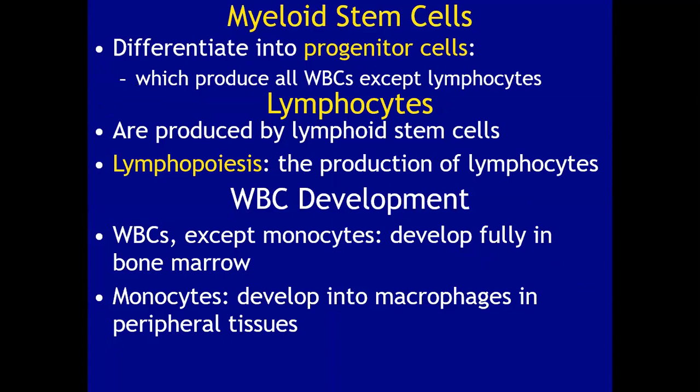Okay, so again, myeloid stem cell produces all blood cells with the exception of lymphocytes. The lymphoidal stem cell only produces lymphocytes. And remember, these are hanging out in the bone marrow. That's where these stem cells are going to occur. And all of these are going to develop fully so that they look like what they're supposed to, with the exception of the monocyte. Monocyte leaves, floats around and becomes mature once it enters our peripheral tissues. So while it's not in the bloodstream.